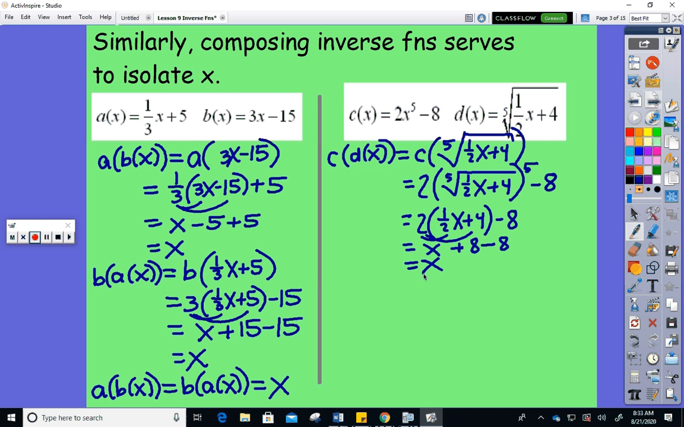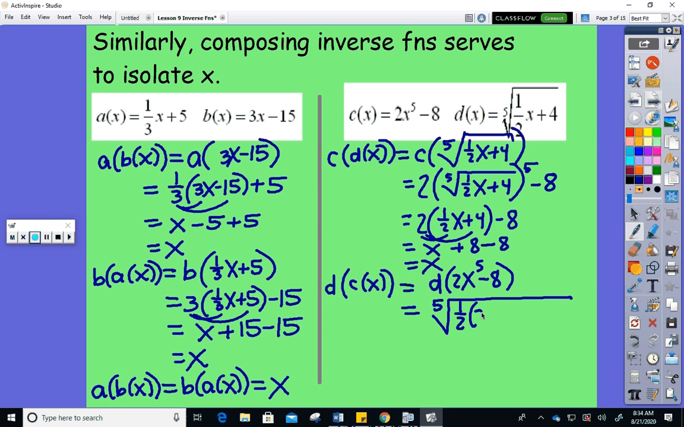So I'm 50% sure that these are inverses of each other. I need to be 100% sure, which simply means I need to do d of c of x as well. So this time my interior function is 2x to the 5th minus 8. Also, let's see here. When I do d of anything, I have to say the 5th root of 1/2 times that anything that I'm inserting.